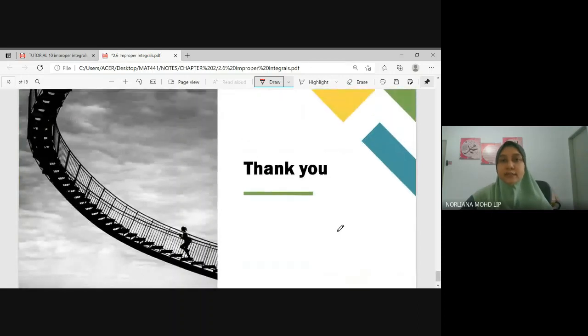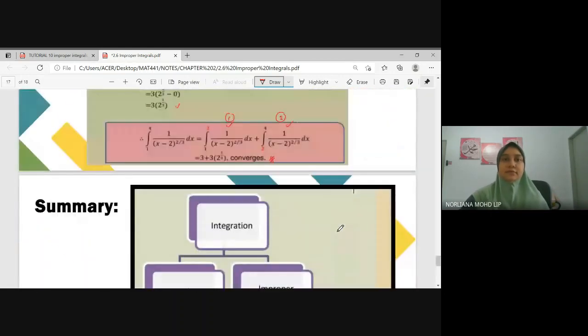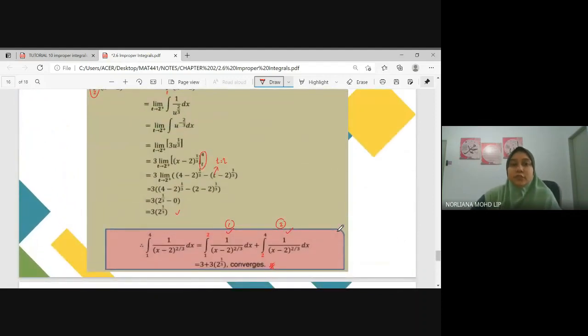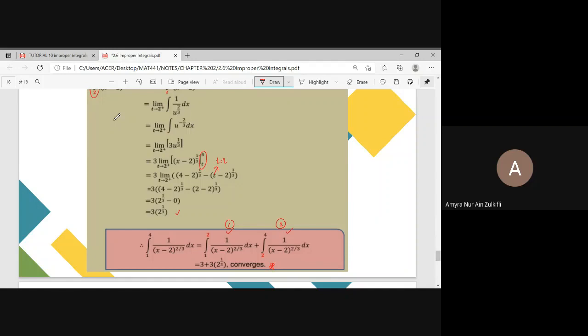Okay, ada apa soalan? Untuk soalan dalam notes ni? Ada? Boleh faham? Boleh, madam. Boleh.